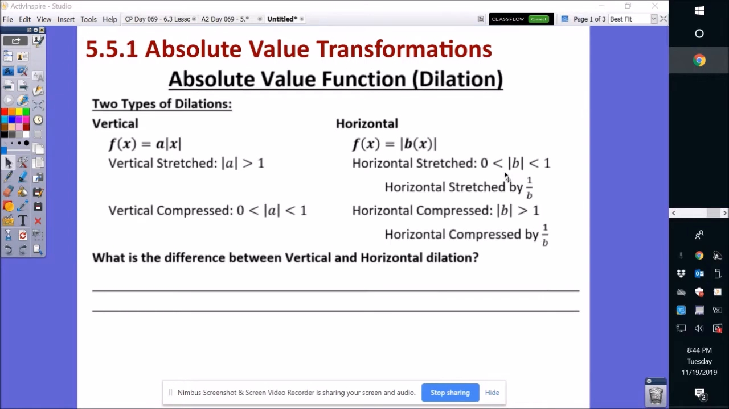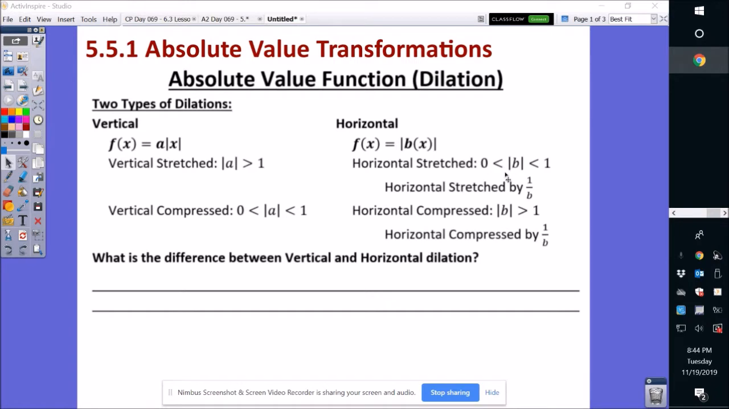Now be aware that the value of a and the value of b for dilation can be written in the form of a whole number, a decimal, or a fraction. If it's a fraction, make sure to distinguish if it's more than 1 or less than 1, so that you can correctly identify if it's a stretch or compress.